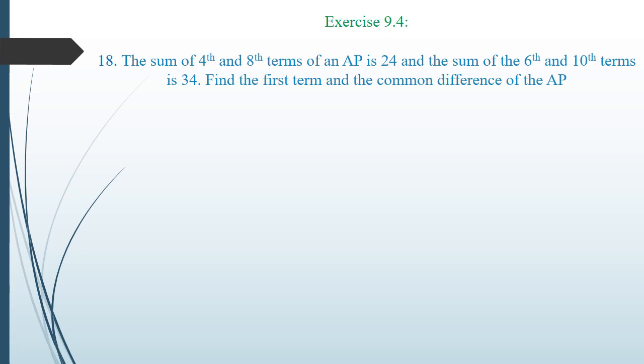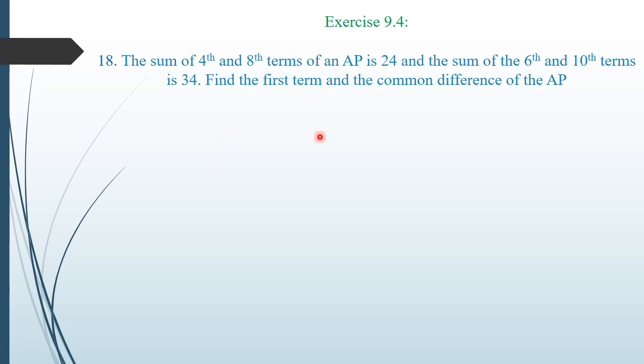Moving on to the next question, question number 18, which says the sum of the 4th and 8th terms of an AP is 24 and the sum of the 6th and 10th terms is 34. Find the first term and the common difference of the AP. This question looks a little bit tricky, but it is very simple. Let us see how we can solve that.